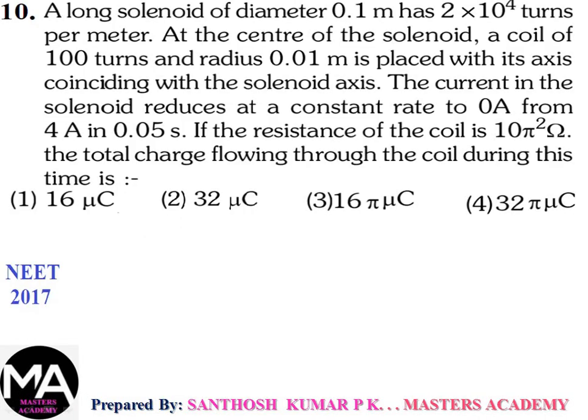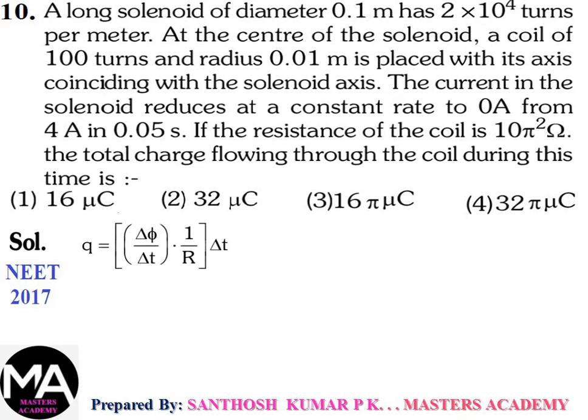Next problem. A long solenoid of diameter 0.1 meter has 2 into 10 to the power of 4 turns per meter. At the center of the solenoid, a coil of 100 turns and radius 0.01 meter is placed with its axis coinciding with the solenoid axis. The current in the solenoid reduces at a constant rate to 0 ampere from 4 ampere in 0.05 seconds. If the resistance of the coil is 10 pi square ohm, the total charge flowing through the coil during this time is, it is from NEET 2017.